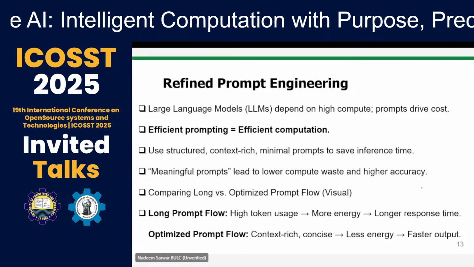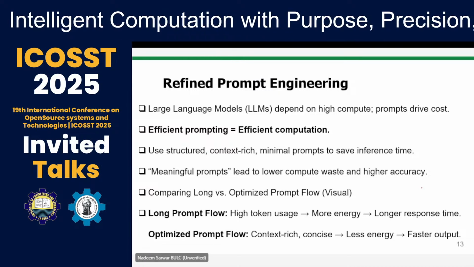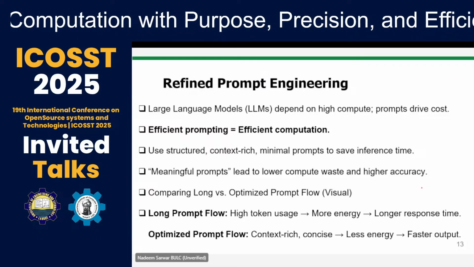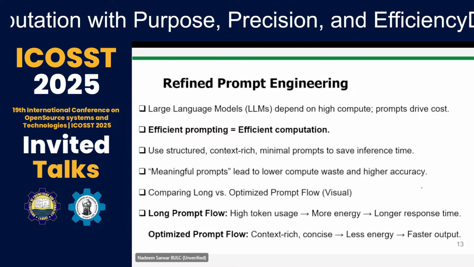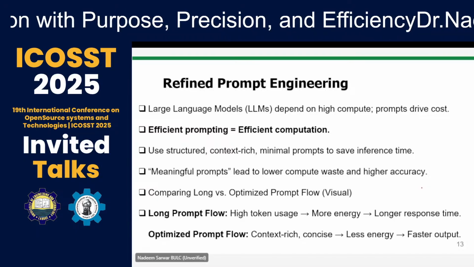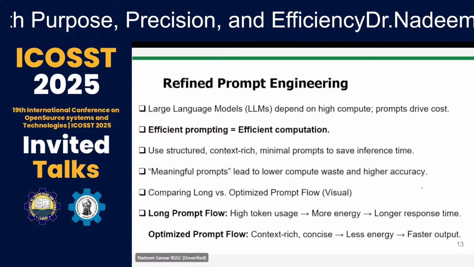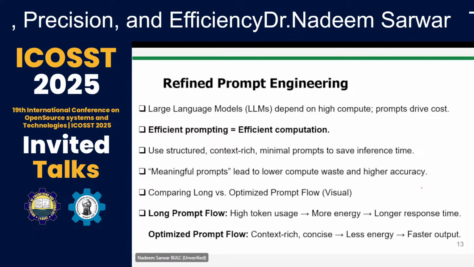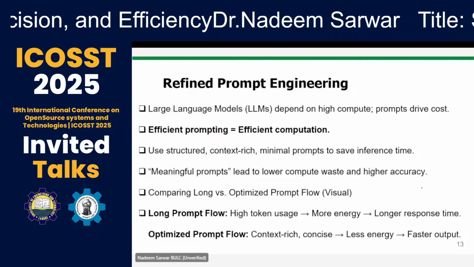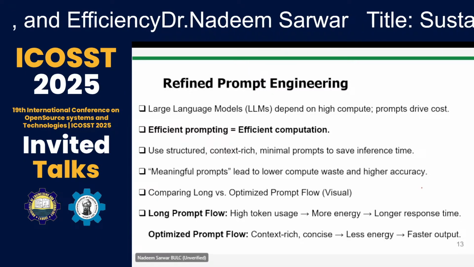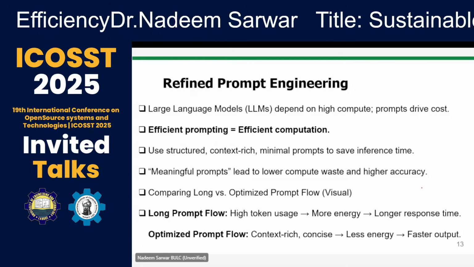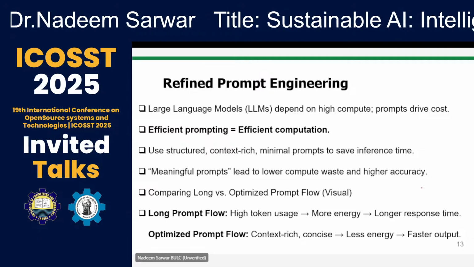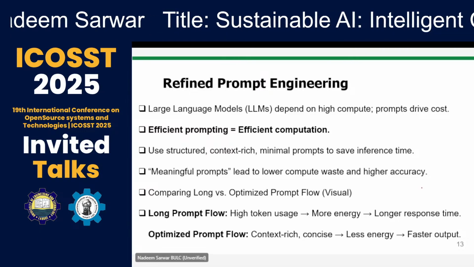So we also need to design refined prompt engineering. Refined prompt engineering means that when we use large language models, they depend on high computation, and prompts drive cost. So when we do efficient prompting, we achieve efficient computation. Efficient prompting is equal to efficient computation. So use structured, context-rich, minimal prompts to save inference time. The people who are working in the LLM domain easily understand inference time. Meaningful prompts lead to lower compute waste and high accuracy.